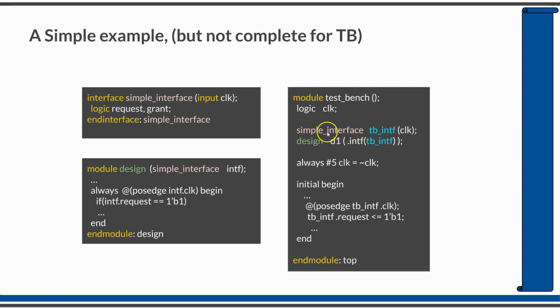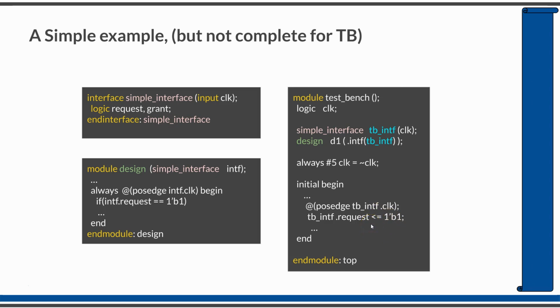So after creating an instance of the interface within the test bench and connecting it to the DUT, what you need to do is drive signals into this local instance of the interface. It can be done something similar to here in any procedural block. At the positive edge of this interface dot clock signal, you can drive a signal like tb.request is assigned with value 1 using a non-blocking assignment.